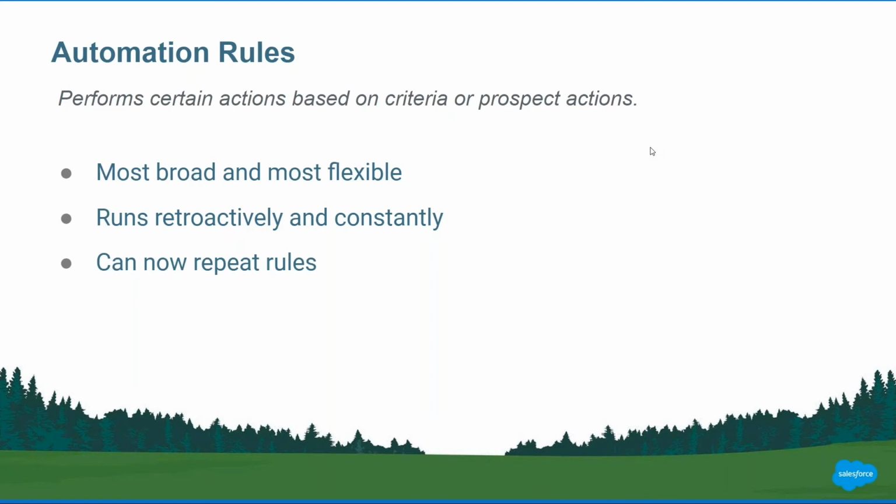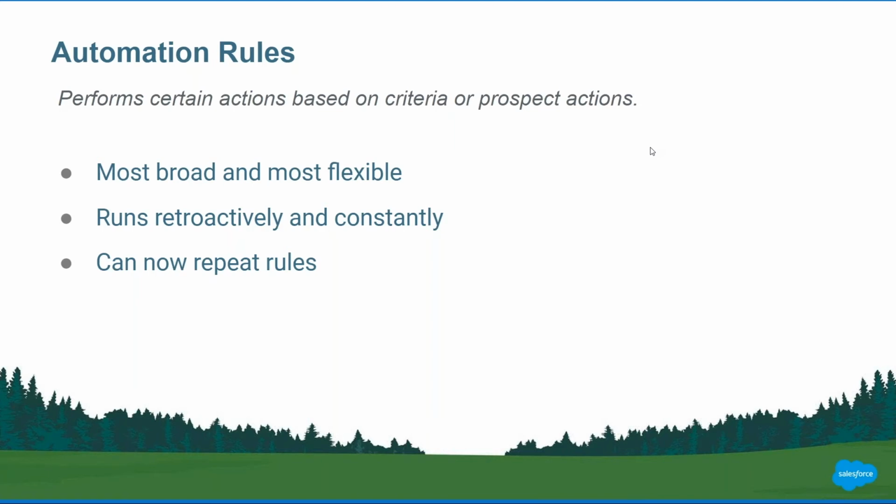So if they meet the criteria based on their past actions, automation rules will apply to them. And it also runs constantly, meaning that unlike segmentation rules or completion actions, which only trigger once that prospect does the action, automation rules run constantly so long as they are active. They constantly check for any prospect that might match whatever criteria you've put in.